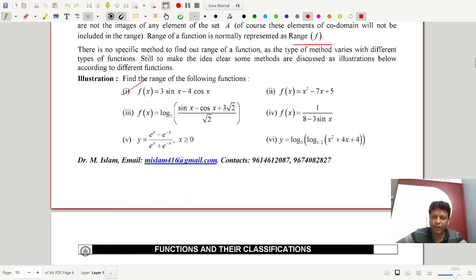First of all, I will find out the range of 3 sin x minus 4 cos x. Different types: this is trigonometric. Maybe I will talk about quadratic, maybe some log. All the things are there. Log, trigonometric, exponential. These are the main topics of range. Let me explain the range of the first problem, 3 sin x minus 4 cos x.